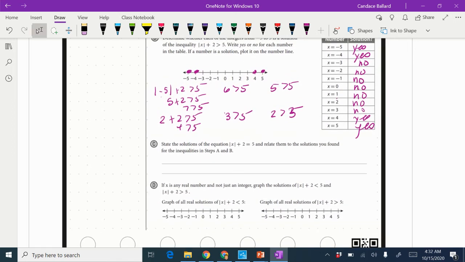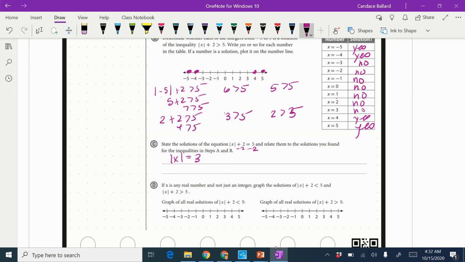State the solutions of the equation for absolute value of x plus 2 equals 5 and relate them to the solutions you found for the inequalities in steps A and B. So it actually wants me to solve this like we were doing in the last lesson. So I'm going to go ahead and subtract the 2 from both sides. And I didn't write that down correctly, did I? 5 minus 2 is 3.